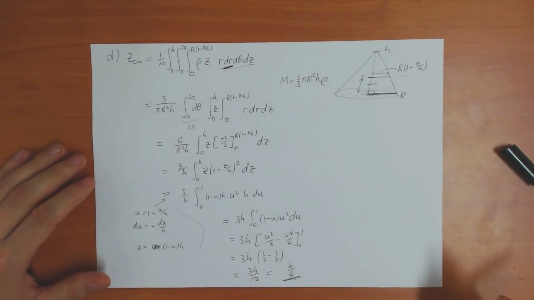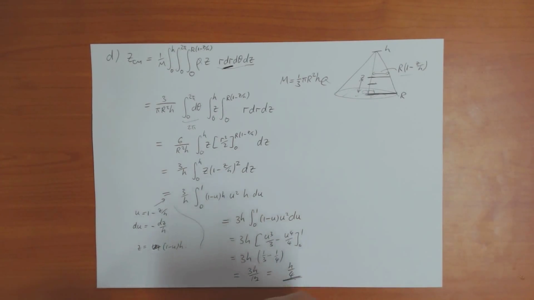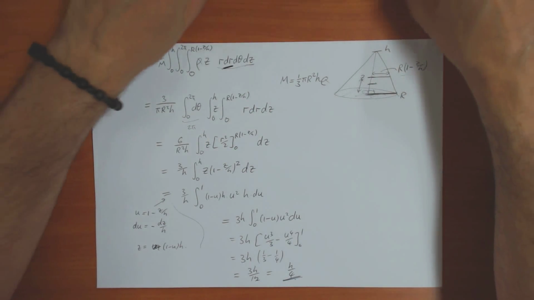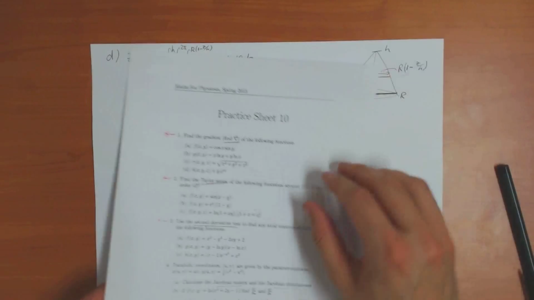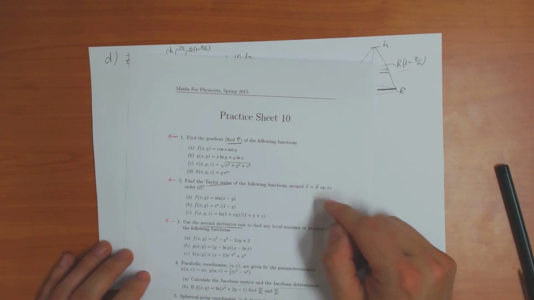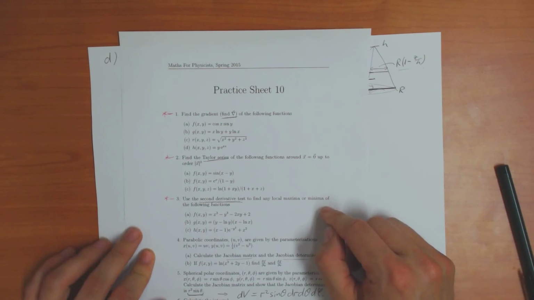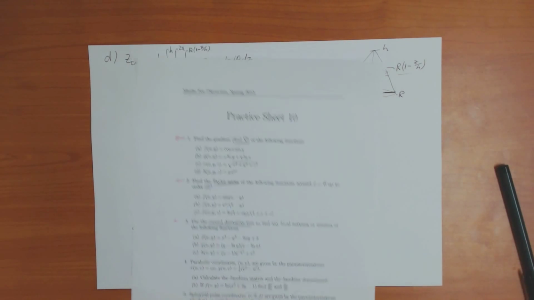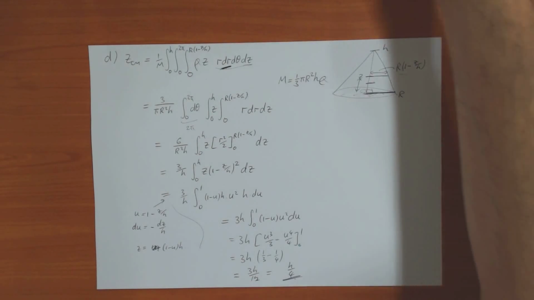Okay, right, so that's the end of this worksheet. As I said, the only thing that's going to be on the exam is the first 3 questions. Okay, so finding the gradient, Taylor series, and second derivative test will be on the exam. The rest of it is not on the exam, but it is going to be useful for you in physics, so it's worthwhile to look at anyway.